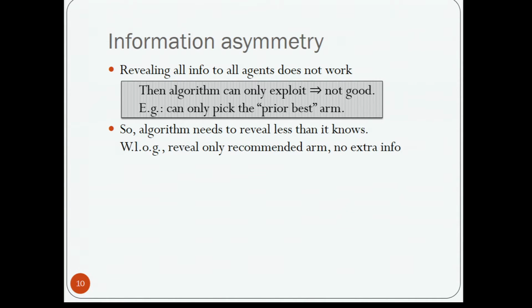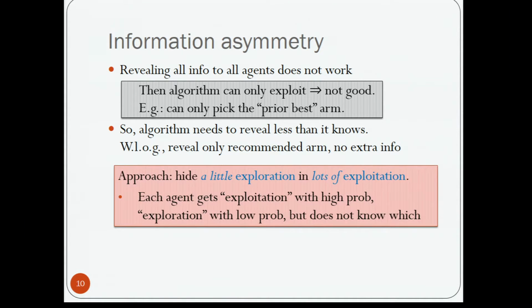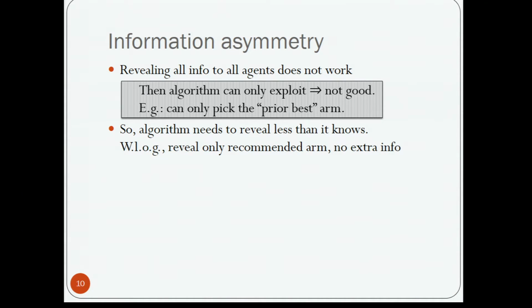So we see that the algorithm needs to reveal less than it actually knows. How much does it need to reveal? It turns out one can do a revelation argument to show that it suffices to reveal only the recommended arm and no extra information. In other words, if there is anything we could do by revealing more information, we can also do the same thing if we only reveal the recommended arm. So, without loss of generality, I am going to assume that the only thing revealed is the recommended arm.